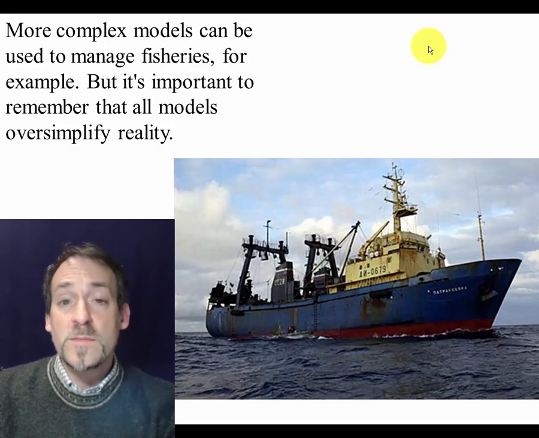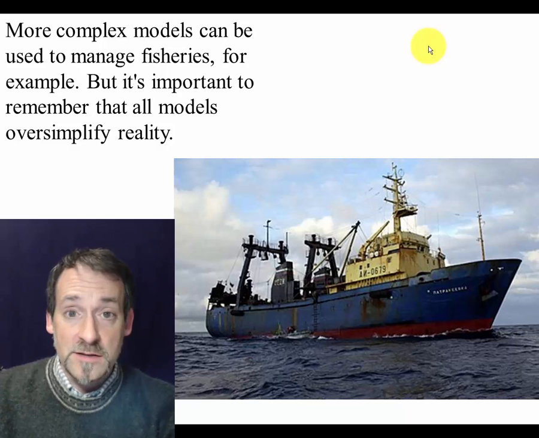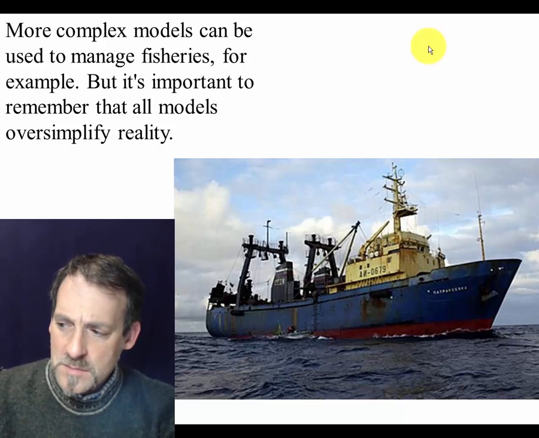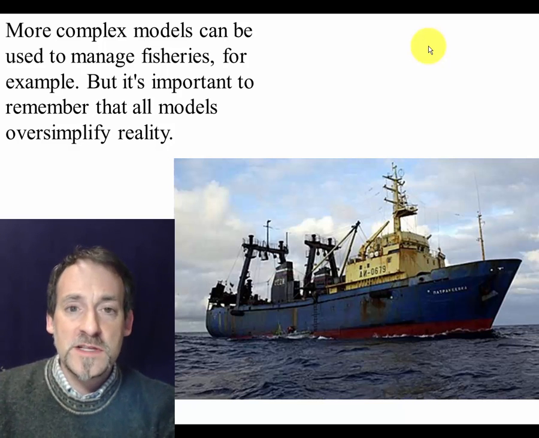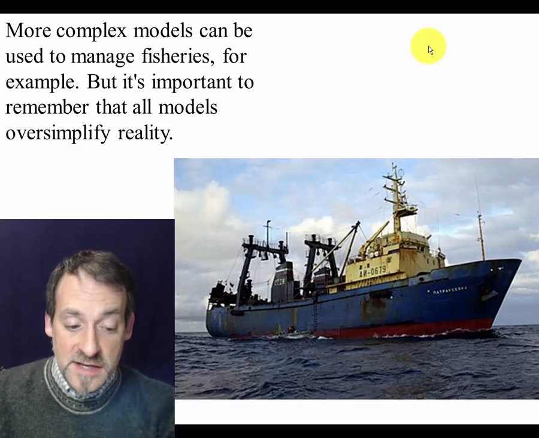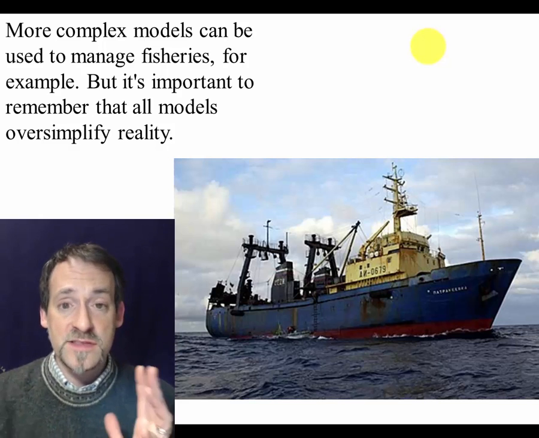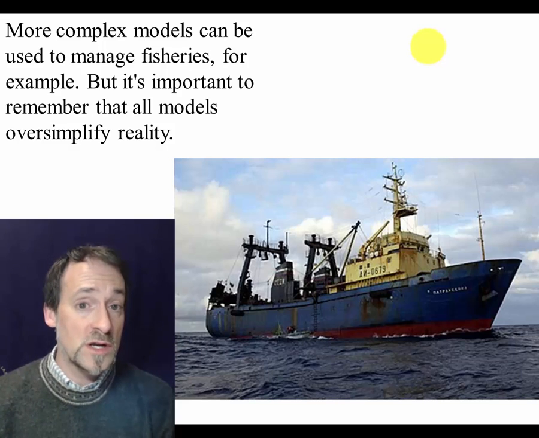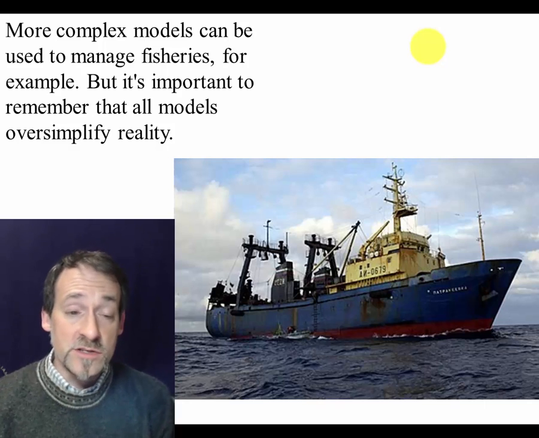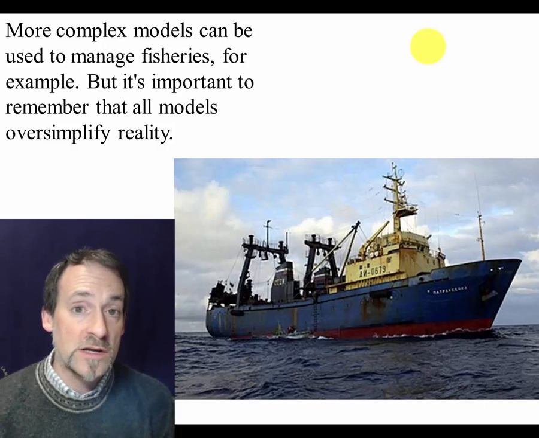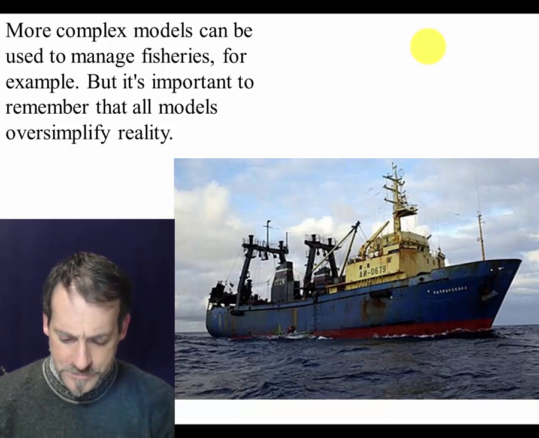This is a tremendously oversimplified model. Obviously, even the logistic growth equation doesn't contain a lot of real-world detail. It is, however, possible to make these models much, much more complicated. So they actually can be used to do things like, say, manage wild populations of organisms.